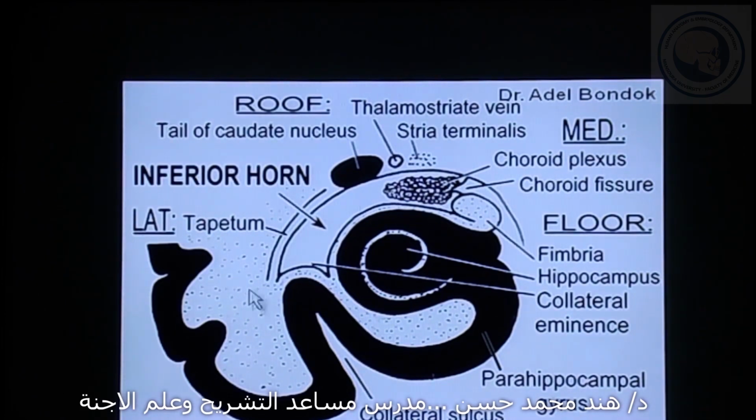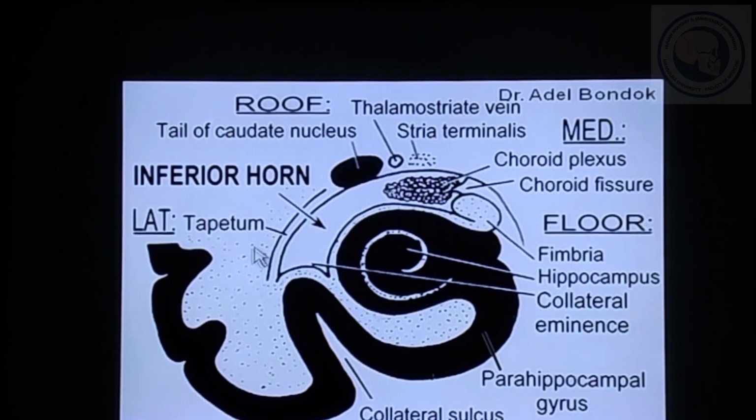About the floor, I told you that you have two impressions. One opposite the collateral sulcus, called the collateral trigone or collateral eminence, and another one medial to it, which is for the hippocampus and the fimbria covering its medial surface. What about the lateral wall?